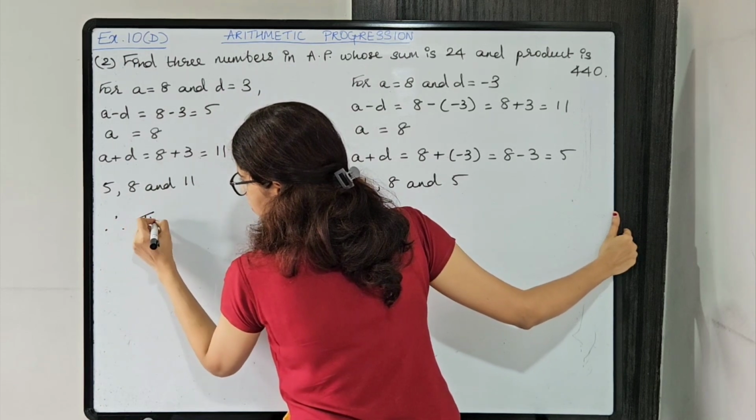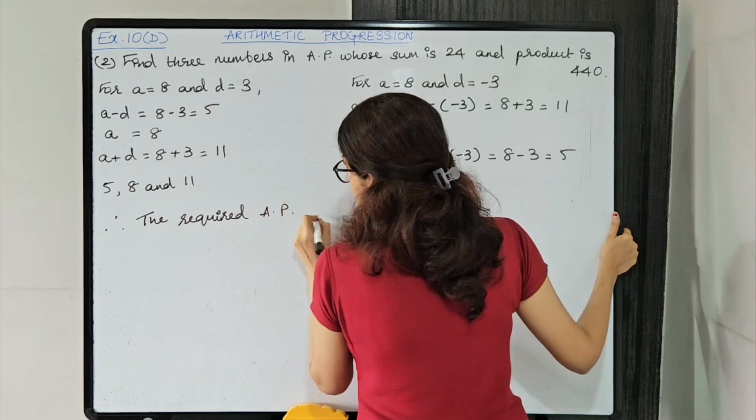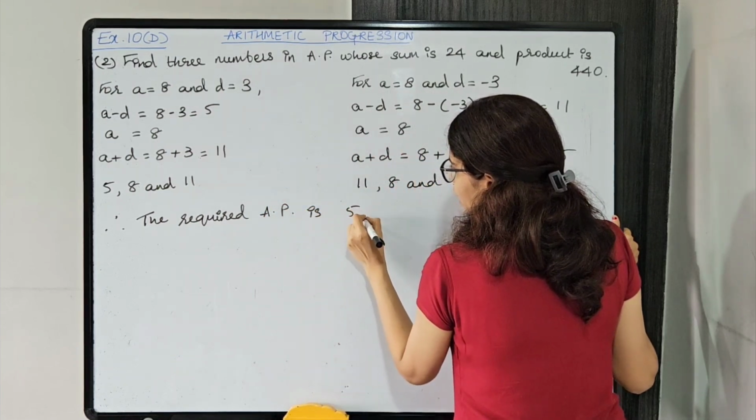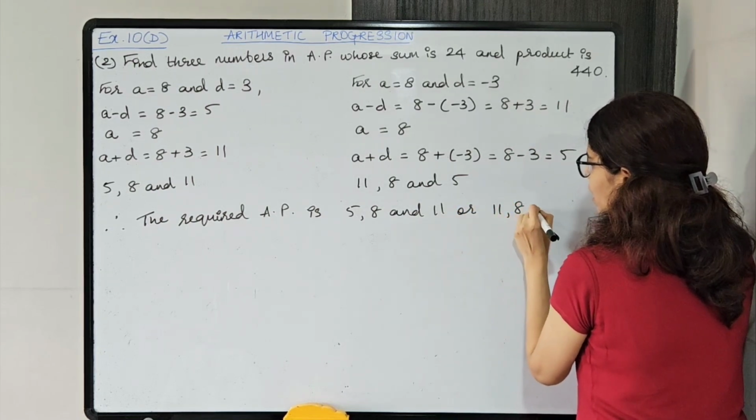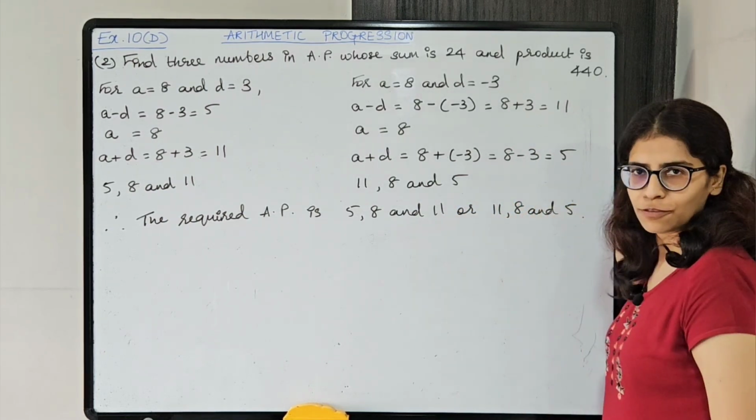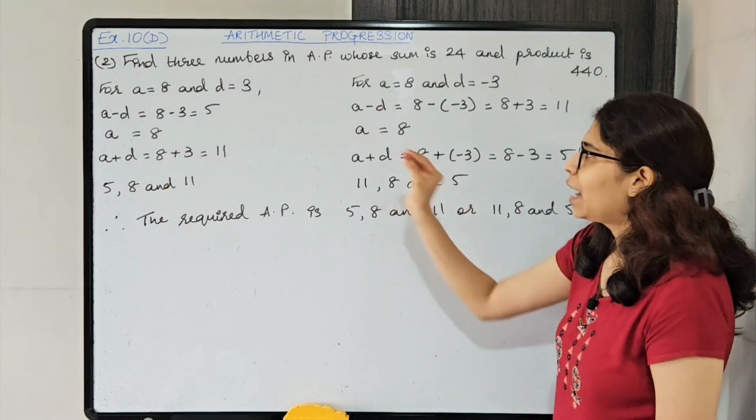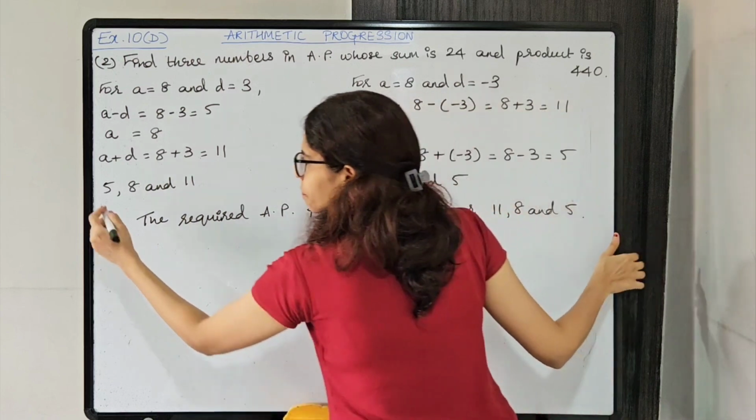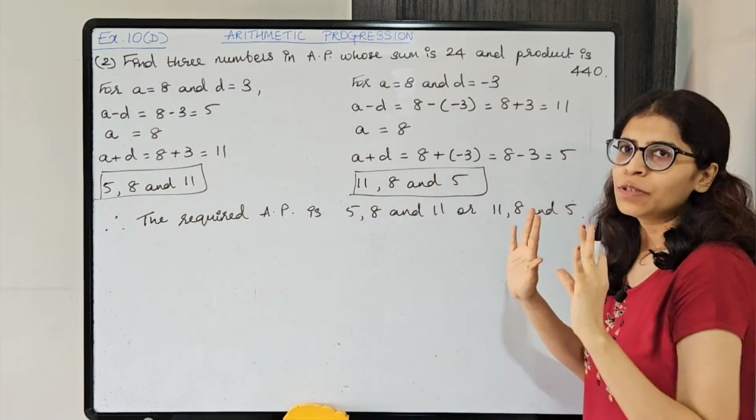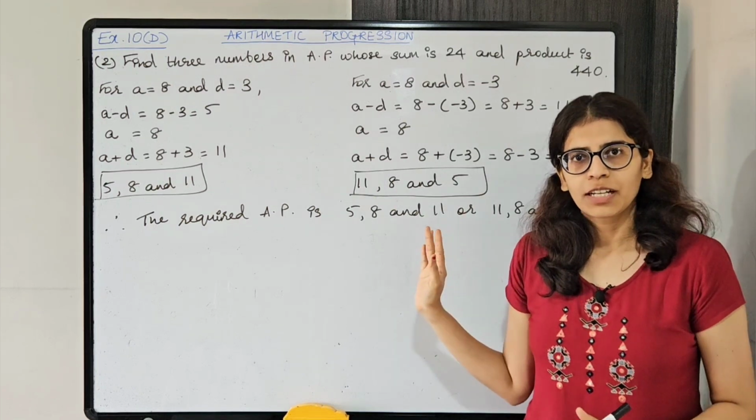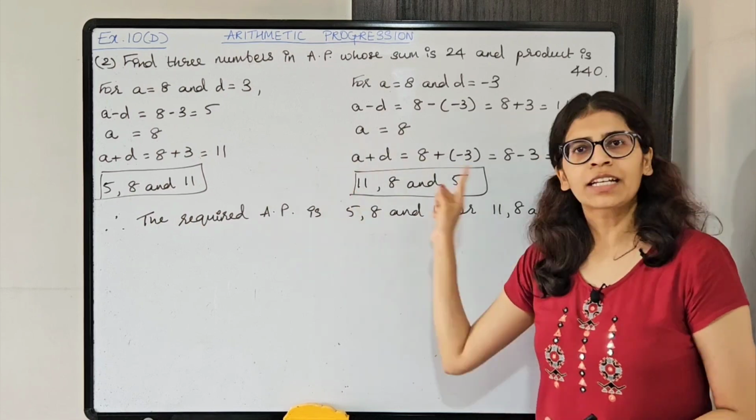Therefore the required AP is 5, 8 and 11 or 11, 8 and 5. Okay, this will be the final statement. Don't forget the final statement and box the AP that you're getting. Both are possibilities. So just keep in mind students, when you get two possibilities, the second one is the reverse, but you have to show the working. So show the working for both cases.